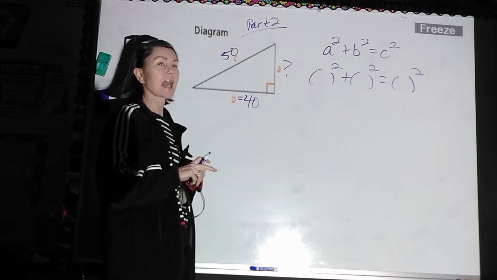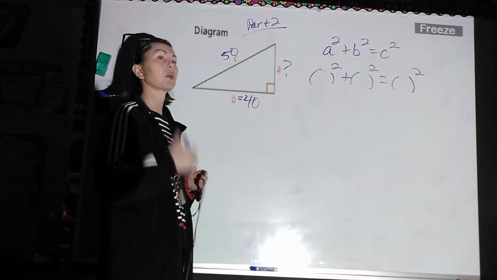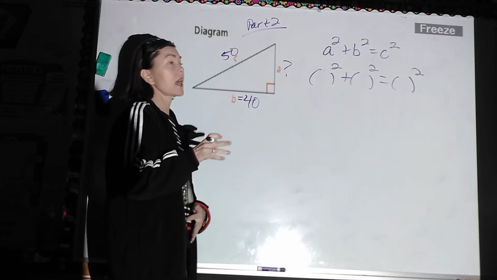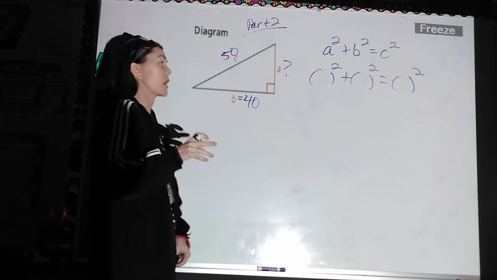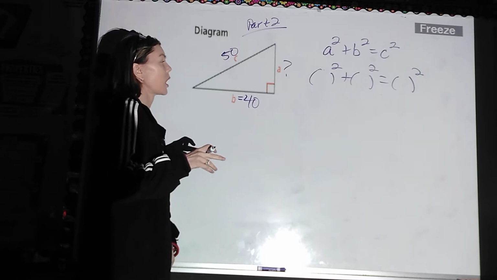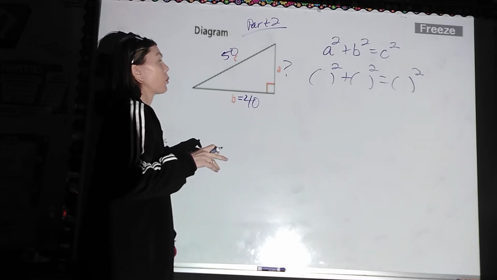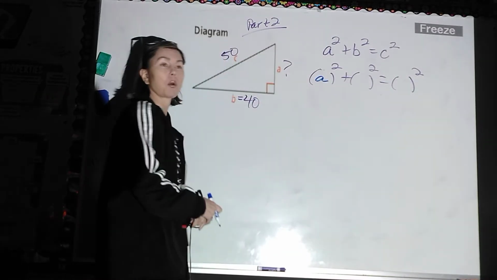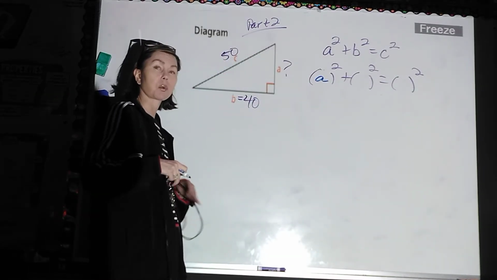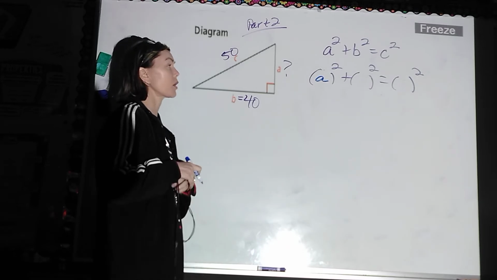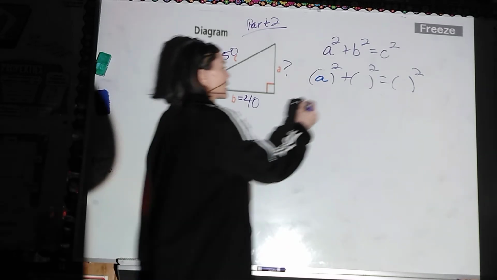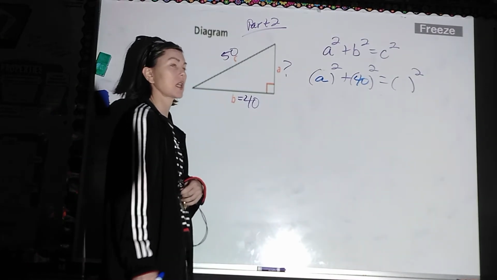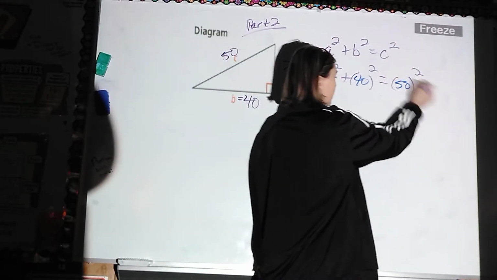So again, we're using the same process, but with part 2, you have one additional step that you didn't have to do with solving for the hypotenuse. So here we go. What is our A? We don't know. So we just write A, because we don't know what A is. That's basically what we're solving for now. What is our B? 40. Oh, this is going to be big numbers. What is our C? 50. Do it now.